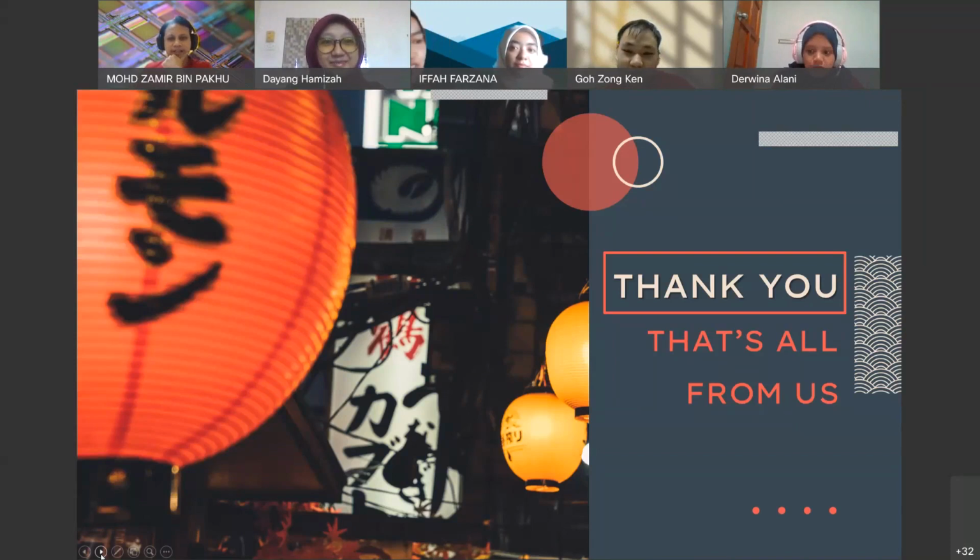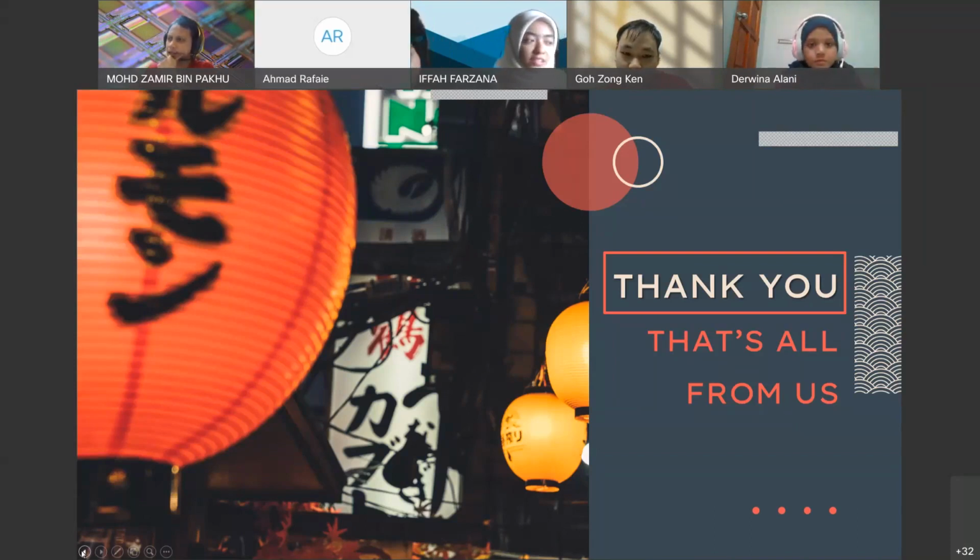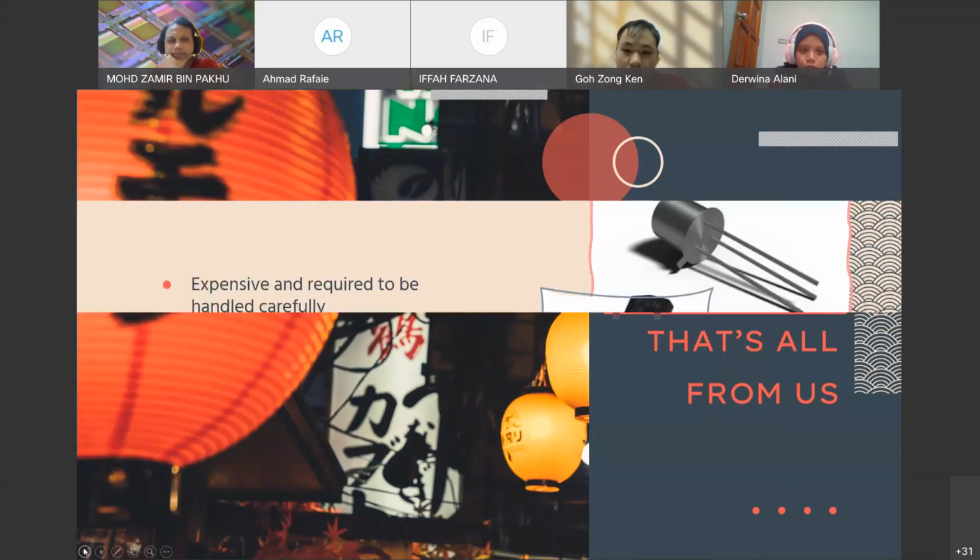So any questions, guys? Yes, go ahead. I just want to ask the Group 2 members: is it the same concept between JFET and BJT in terms of its structure and also the operating principle?